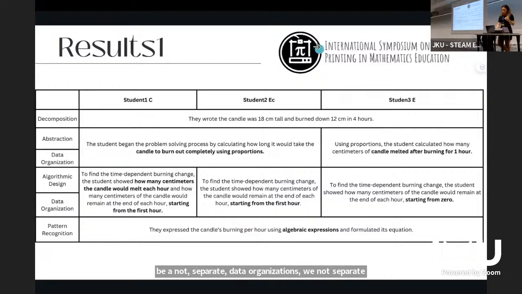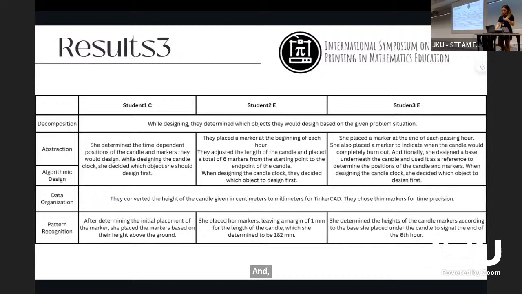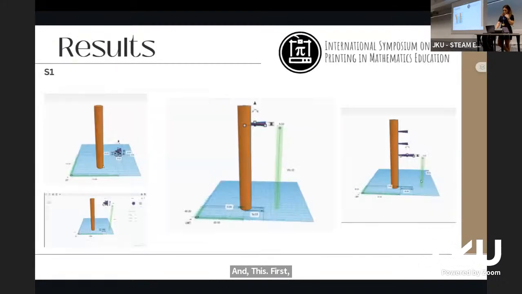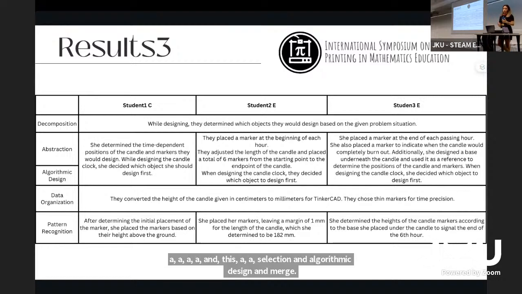And this abstraction and algorithmic design merged. We did not separate this cognitive process.